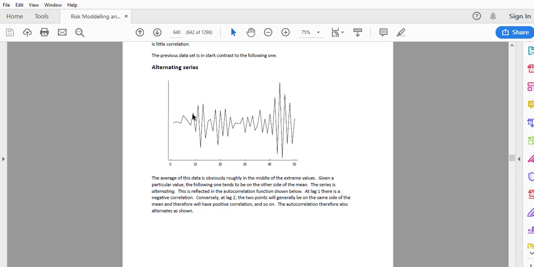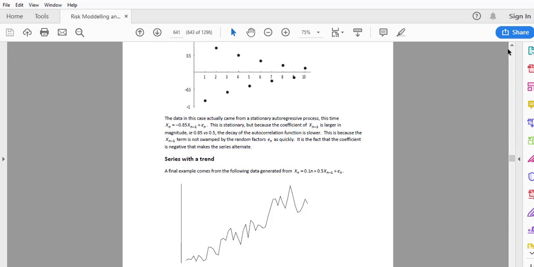If you see this value, it's peaking, then falling, then peaking. So the next-to-next value is related to this value, but the next value is not. The next value is just the inverse of this. So it increases, decreases, increases, decreases. Wherever the lag is odd, the autocorrelation function is negative. Whenever the lag is even, the autocorrelation function is positive. So this is what you will see in the correlogram.